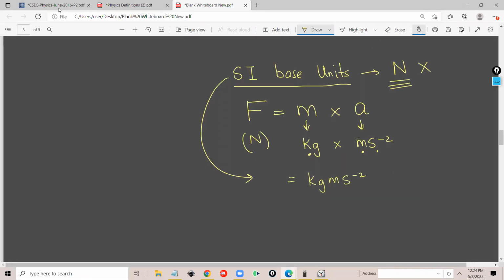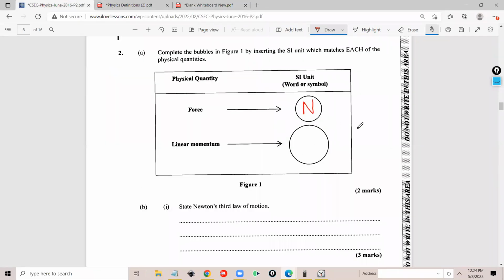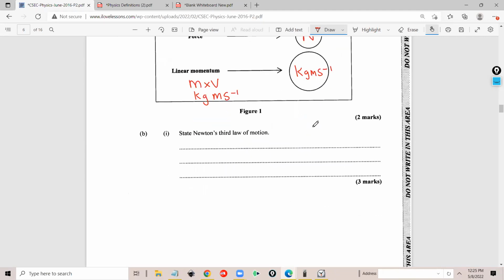And the other one here, well, I think most people got this correct. Some people send their answers. Remember, momentum is mass multiplied by velocity. Mass is in kilograms and velocity is meters per second. So you're supposed to put kilograms, meters per second. Right, so I suspect that everyone got this one correct.